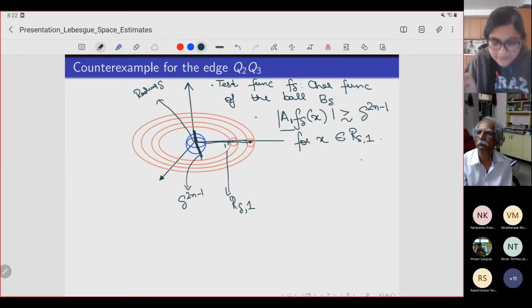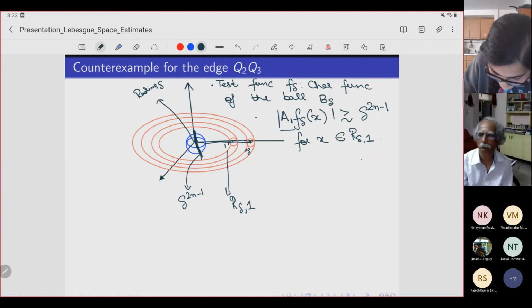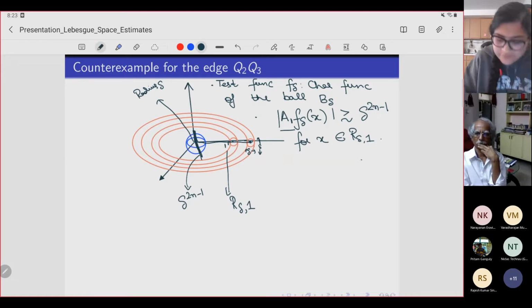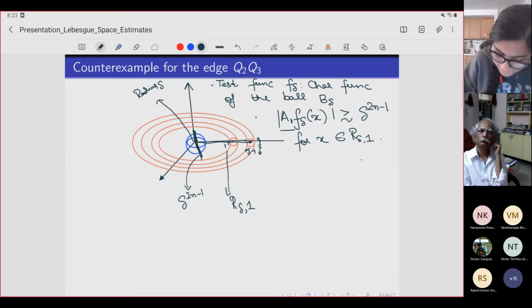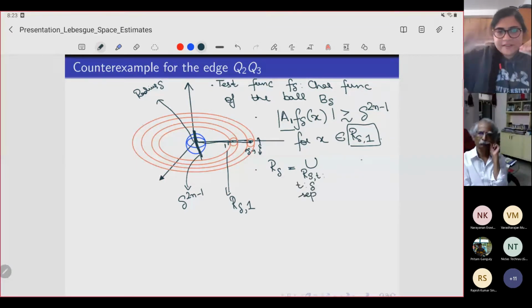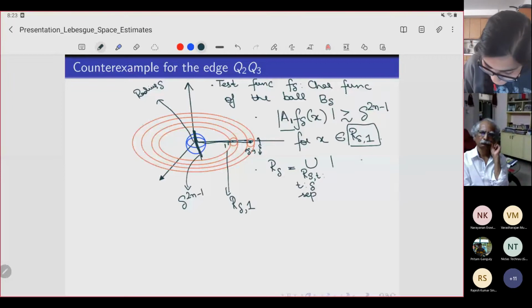And these annuli, let me say, are of thickness delta in 2 directions. So it's of thickness delta in this direction, and also delta in the vertical direction. So to sum up, what is happening here is that the set on which my test points lie, these x's, is going to be something like R delta, which is the union of individual annuli like this, R delta t, where these points t are delta separated, because I will be taking annuli of thickness delta, R delta 1.